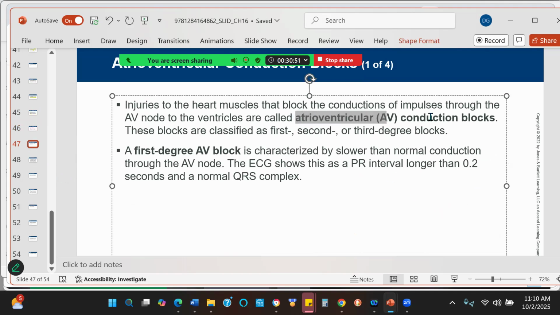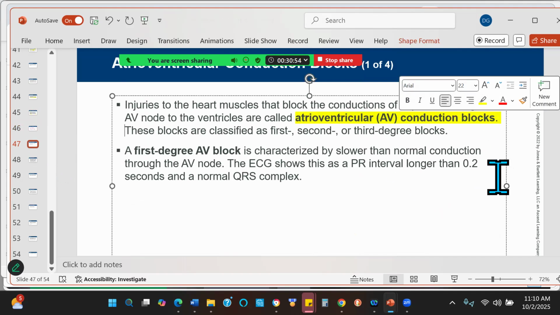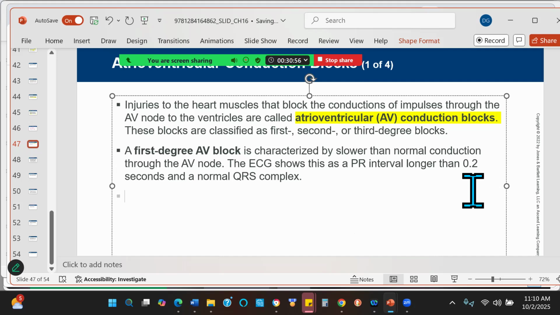AV blocks. This is probably one of the more complicated things for students to understand. Sometimes I'll call you guys patients, and sometimes I call my patients students, get confused.